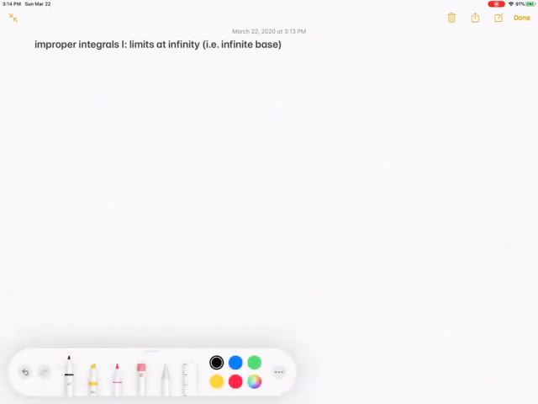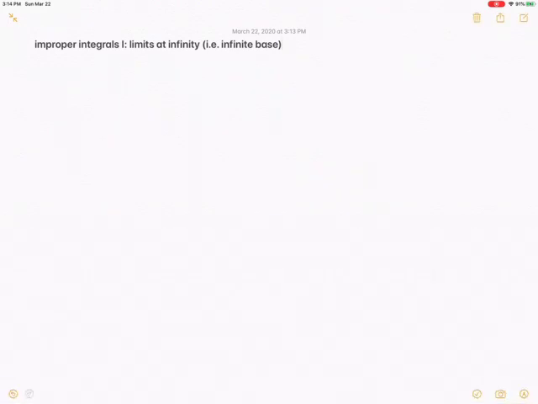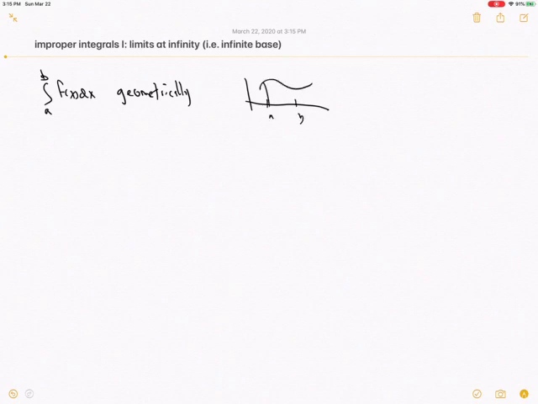If you remember the geometric interpretation of an integral, the integral from a to b of f of x dx geometrically corresponds to looking at the graph of the function on the interval from a to b and calculating that area. It geometrically gives the area of this region over here.